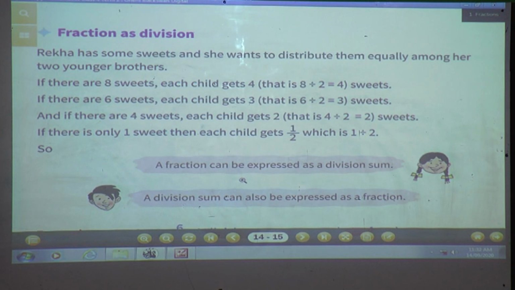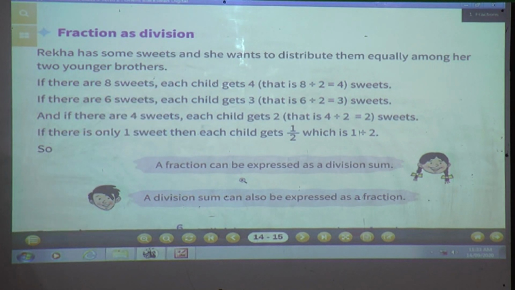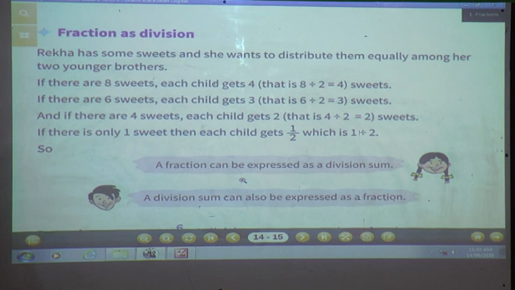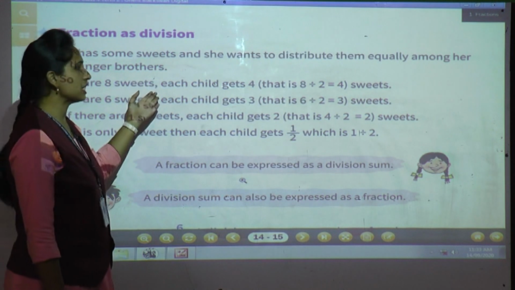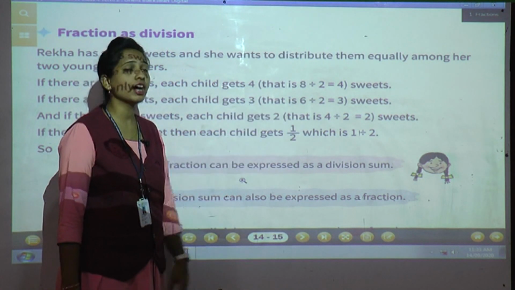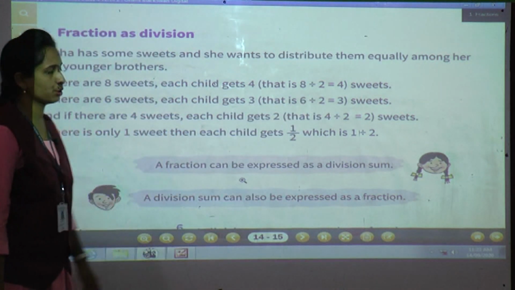Fraction has division. Yes, division you know very well, isn't it? Now see what is given. Rekha has some sweets and she wants to distribute them equally among her two younger brothers. So what will she do? If there are 8 sweets, how many will each child get? Each child will get 4. That is how we have done 8 divided by 2 means 4 sweets.